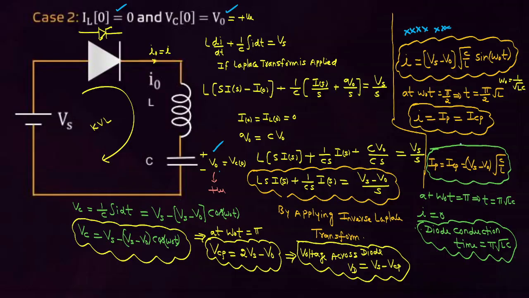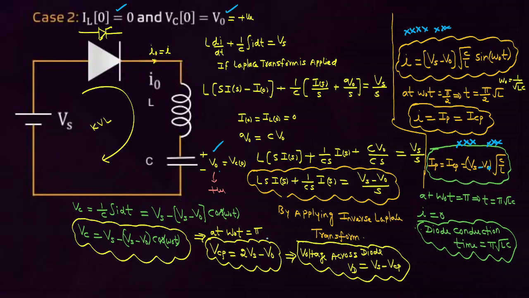What is the peak current expression? Initially Vs into square root C by L. Now (Vs minus V0) into square root C by L. If the initial voltage across the capacitor is given, you have to subtract. If positive is given, subtract. If negative is given, add here. Next case that you have to see. This formula is important, and this formula also you have to concentrate on.